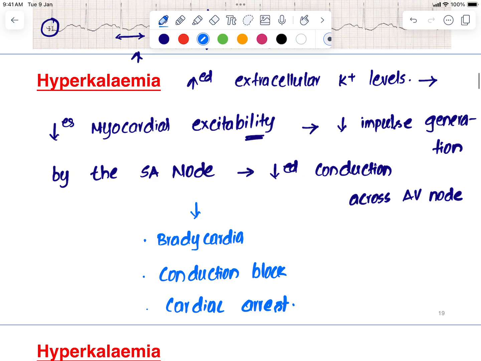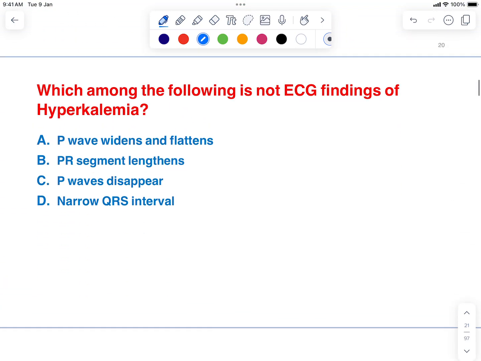Now, you see this question, which among the following is not the ECG finding of hyperkalemia? Wide P wave and flattening of the P wave, PR segment lengthen, P wave disappear, narrow QRS interval. So the one what you don't see in your hyperkalemia is the narrow QRS interval. In fact, you will have wide QRS interval. Now, let me tell you all the ECG changes of the hyperkalemia.